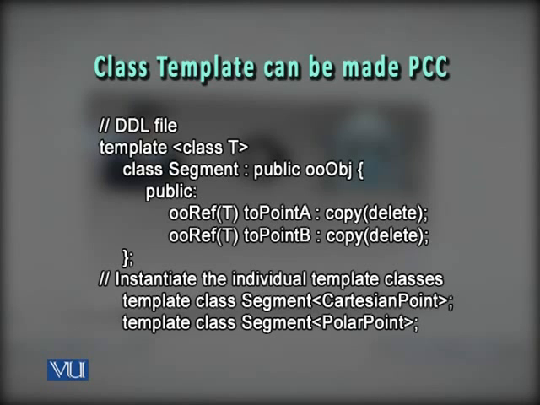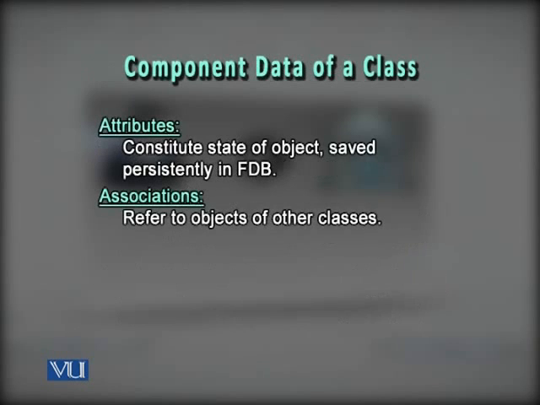Next thing is now defining the members of the class. Defining members of the class obviously means two things. One is that we define the attributes or the data members of the class, and second is defining the associations, where we want to define the references to the objects of the other class. Rather, the references can be to the objects of the same class as well. So component data means that we define two things, attributes and associations.